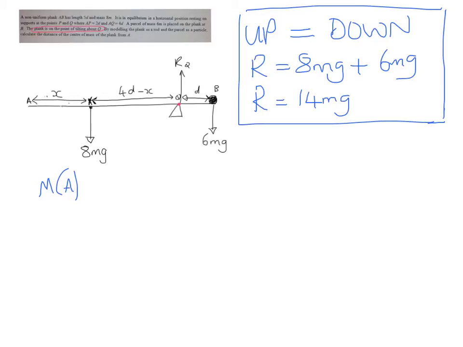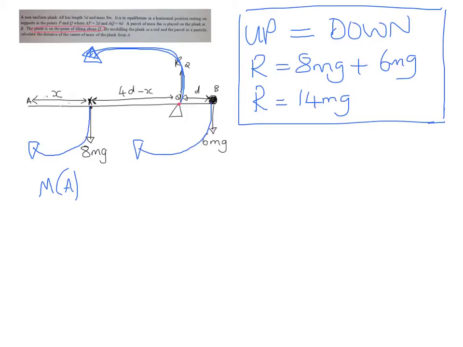Okay, so we have got the 8 mg force, and that is going to rotate clockwise about A. And we've got the 6 mg force, which is also going to rotate clockwise about A. And then we've got the R force, the reaction force, which is going to rotate anti-clockwise. So the R will be on one side of the equation, and the other two will be on the other side of the equation, because they're balancing, because it's an equilibrium.